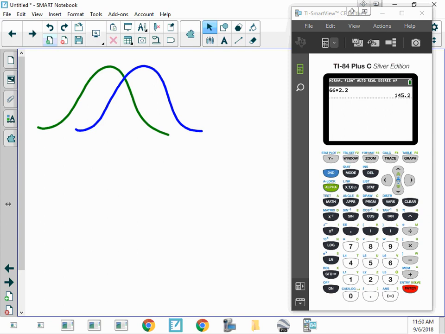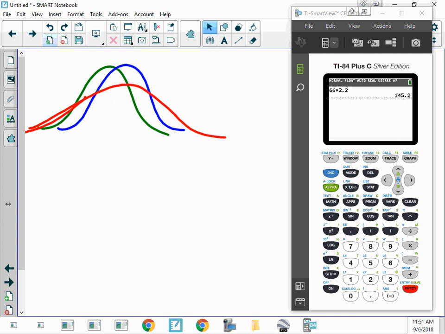Well, my new curve would look like this. Right? And maybe it should be more like that. Is that red graph more spread out or less spread out than the original? More. Why is that? Does everybody understand that? This is a really good thing to know. Do you see how it's more spread out?